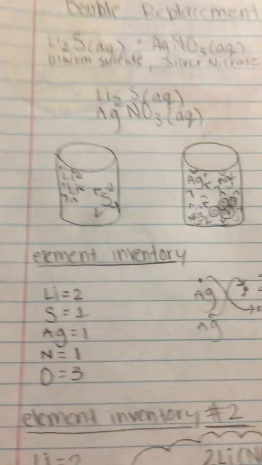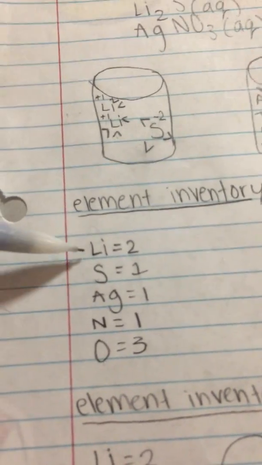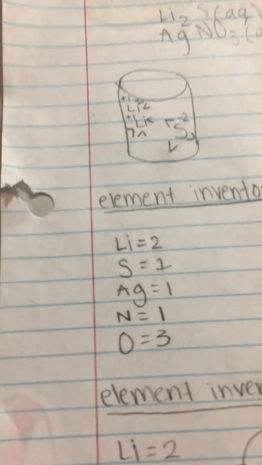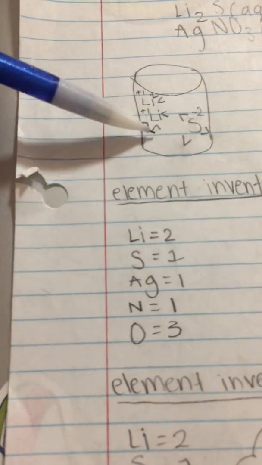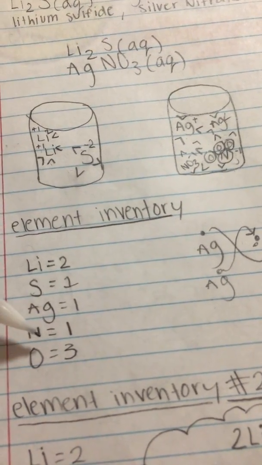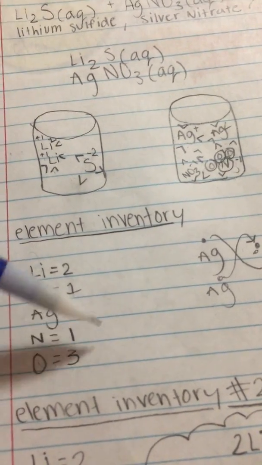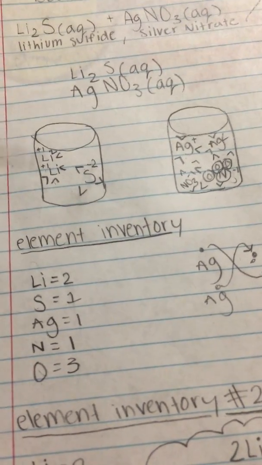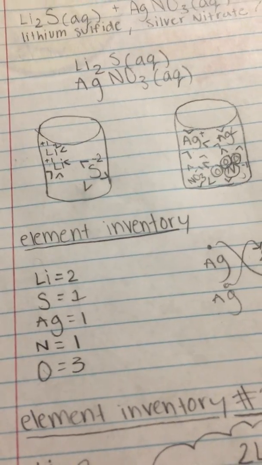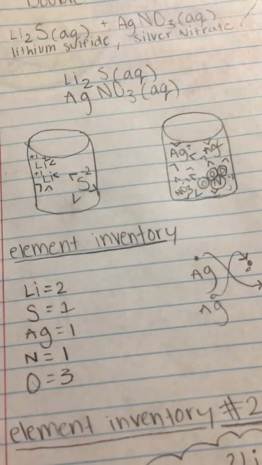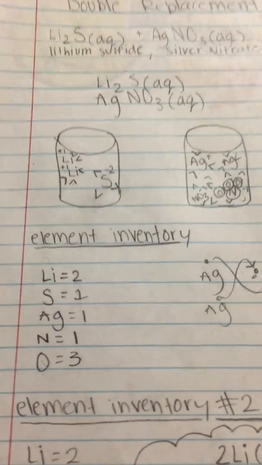Now we're going to make an element inventory. This just counts up how many of each element we have. So we look at lithium, we have 2, sulfur 1, Ag is 1, nitrogen is 1, and oxygen is 3. We have nitrogen and oxygen because nitrate is a polyatomic ion, so we separate the nitrate into nitrogen and oxygen. That's the only thing you really have to know for the element inventory.